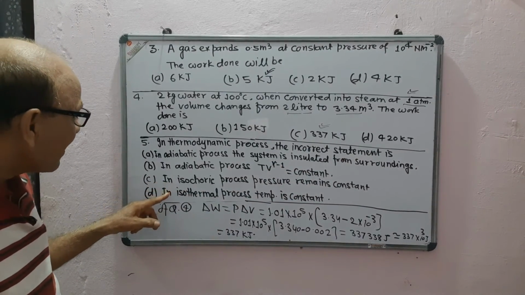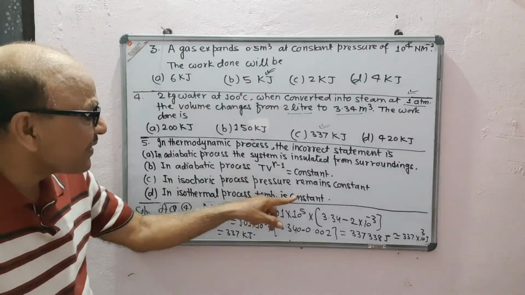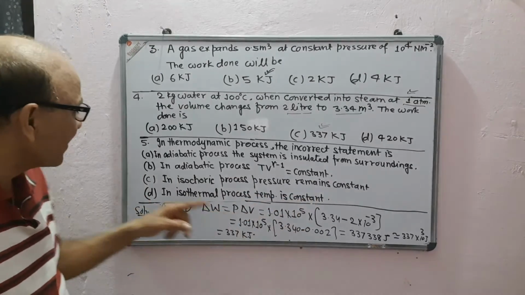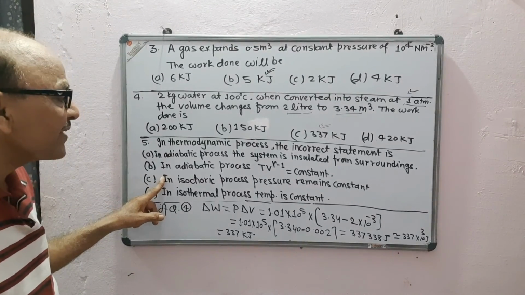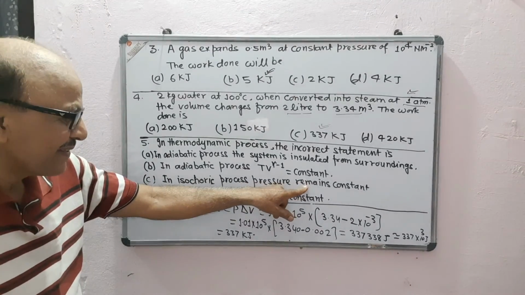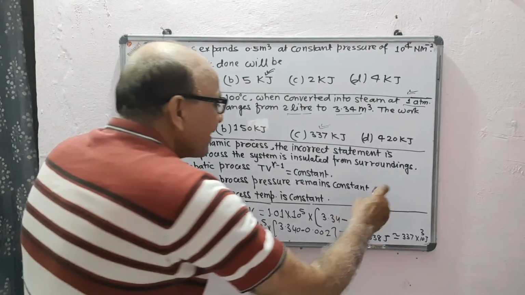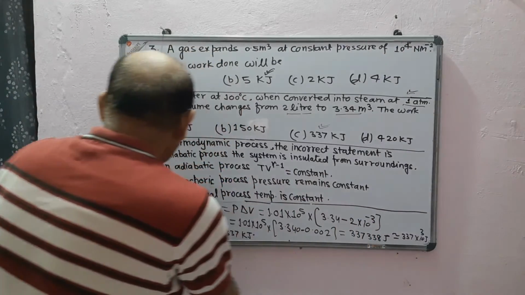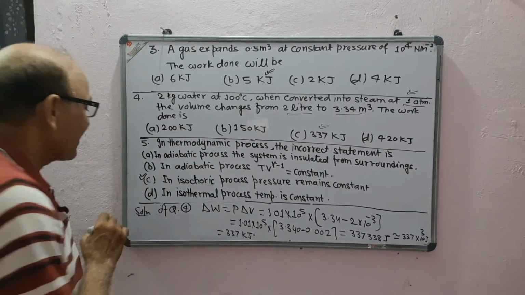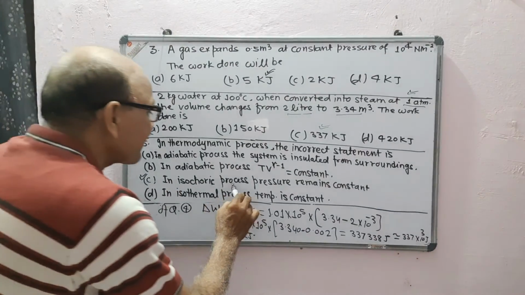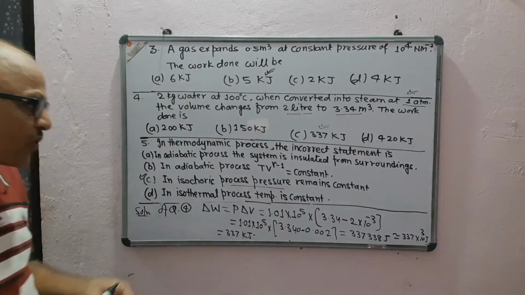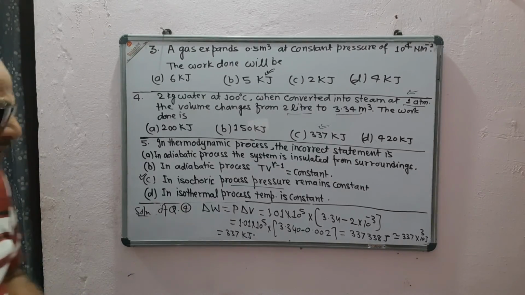In an isothermal process, temperature is constant. This is also correct. Then, in an isochoric process, pressure is constant. This is the correct answer, because pressure is not constant. In an isochoric process, volume is constant.